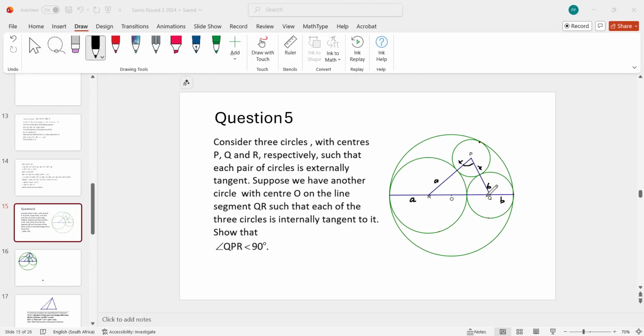Anyway, so the diameter of the large circle is 2A plus 2B, and therefore its radius must be A plus B. So, but the radius is the distance from here to here. So this has to be B. Radius is A plus B. And this distance here from here to here has to be A. All right, so you got those situations.